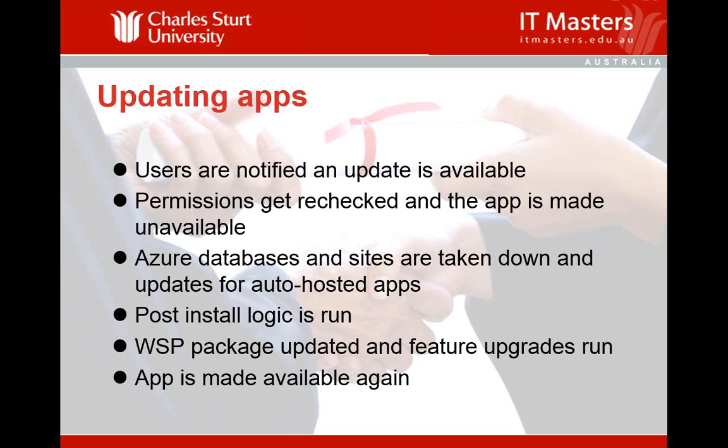Now, what will happen at that point is it'll recheck all the permissions and then go and make the app unavailable during the app update process. For your auto-hosted stuff, at that point, it'll go and update all the Azure databases, and it'll bring down your web sites within Azure and redeploy them based on the latest packages. Any post-install logic that you build into the app is then executed. The WSP package, which is still wrapped up inside of your app, and we'll touch on that in the lab, is then deployed and your feature upgrades are run, and then the app is turned on and made available again. So it's essentially blocked out to users during that process.